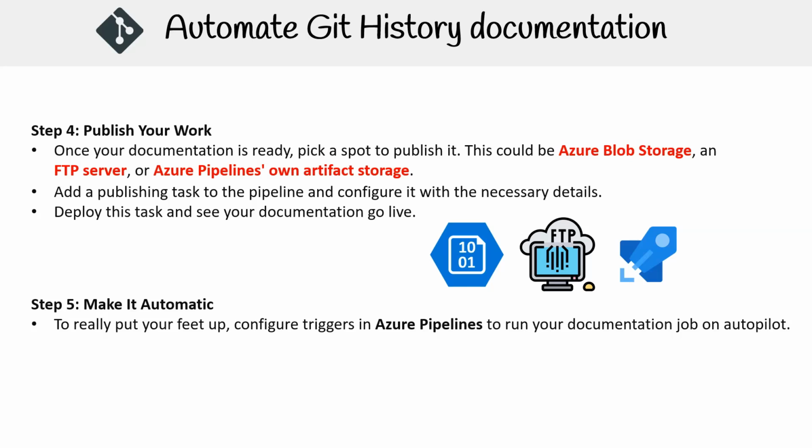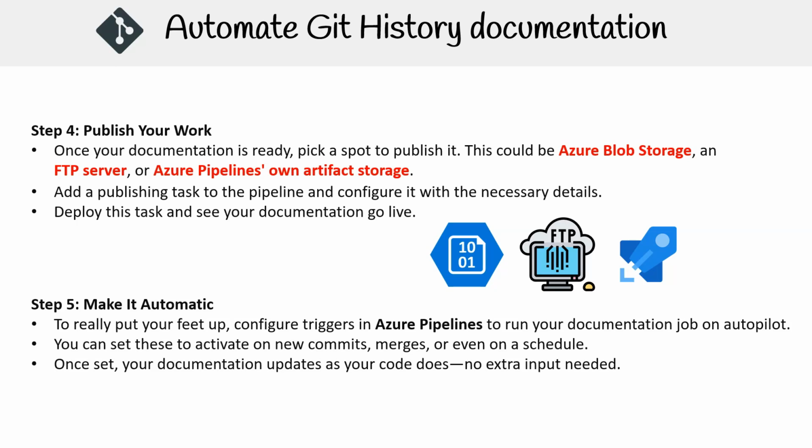Step 5. Make it automatic. To really put your feet up, configure triggers in Azure Pipelines to run your documentation job on autopilot. You can set these to activate on new commits, merges, or even on a schedule. Once set, your documentation updates as your code does, no extra input needed. So, this is a simplified overview for automating Git history documentation with Azure DevOps.